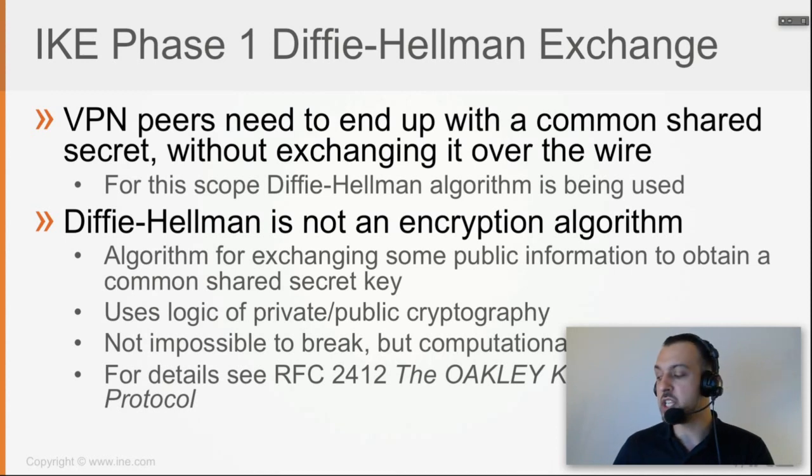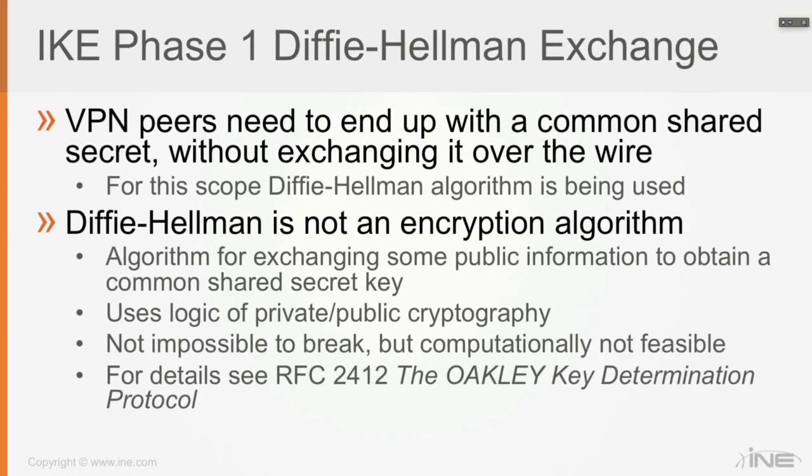So there we go. The Diffie-Hellman asymmetric algorithm in this case is going to be used as a key exchange protocol so that both VPN gateways end up with the same secure key back and forth. Of course, it's not impossible to break, but computationally it's not feasible. For details, you can look in RFC 2412, the Oakley Key Determination Protocol.